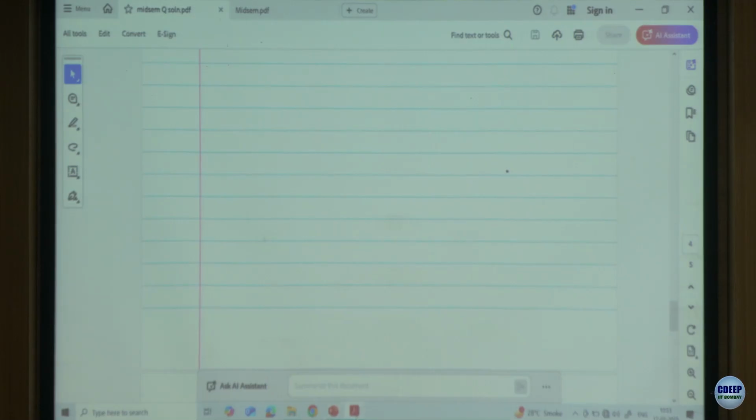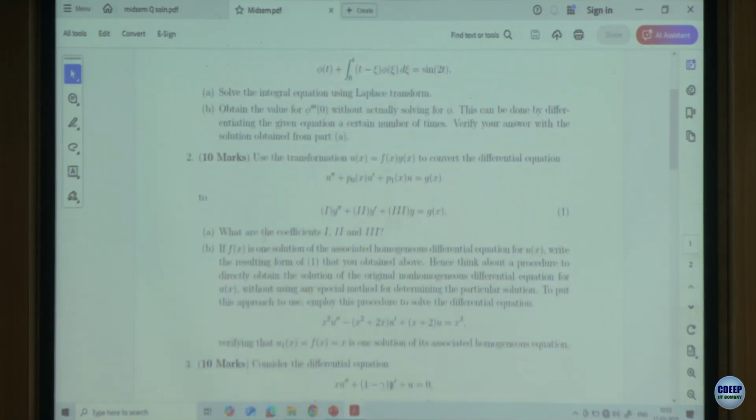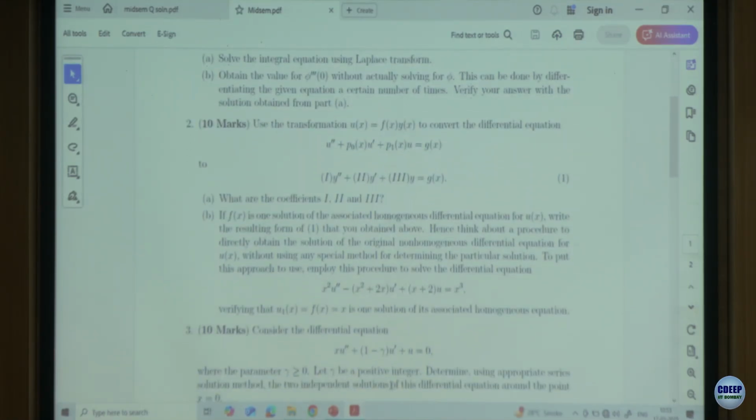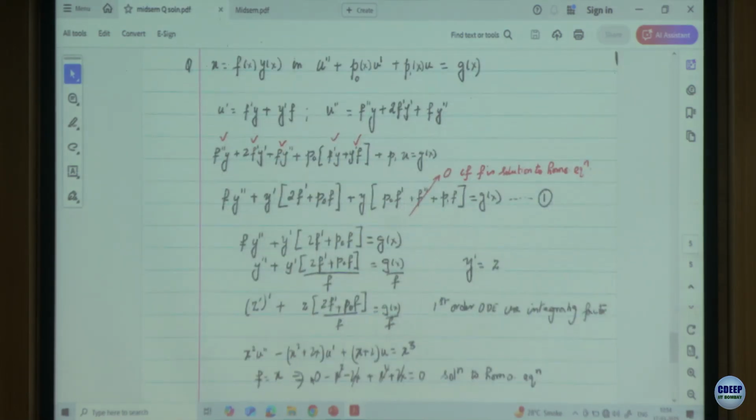Okay, the next question was slightly more involved. And you were supposed to use this transformation u equal to f times y and convert the differential equation into that. Again, part A was just brute force, just putting in the numbers, and most of you had no trouble with that. Okay, you just had to put in the numbers and go ahead and do the algebra, and there was no trouble at all. And you could get the algebra and you could get what those 1, 2, 3 are.